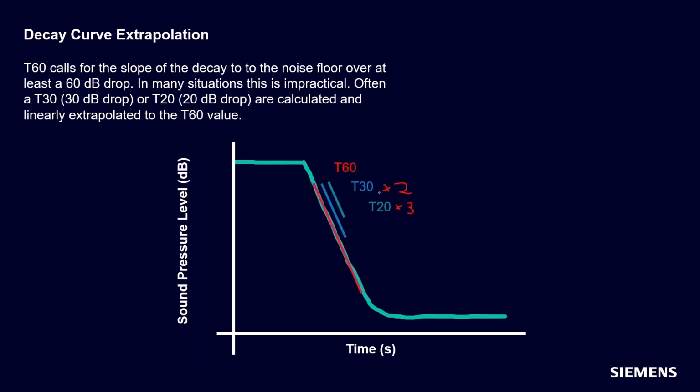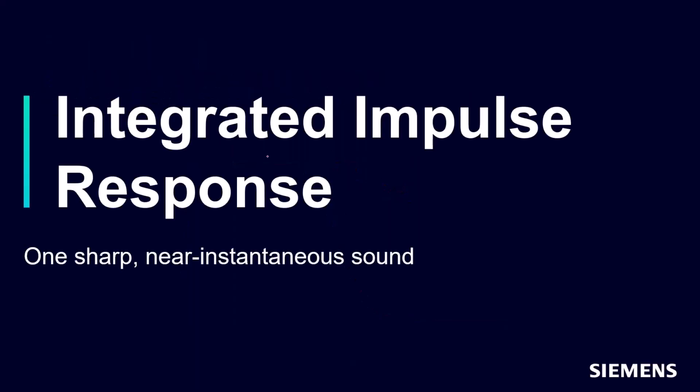So what this T30 and this T20 time are doing is they're just allowing us to calculate a T60 time for sounds that won't have this full 60 dB drop in whatever environment they're in. So that's the one method of calculating the T60 reverberation time of an environment.